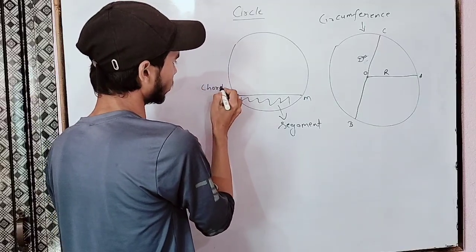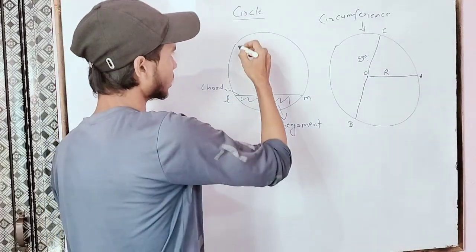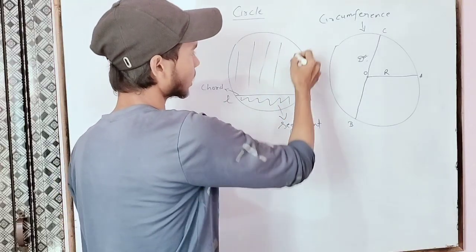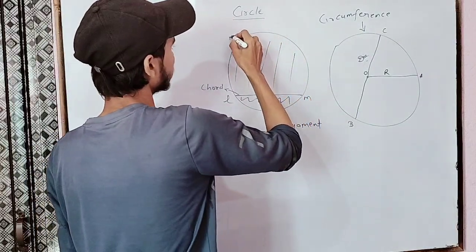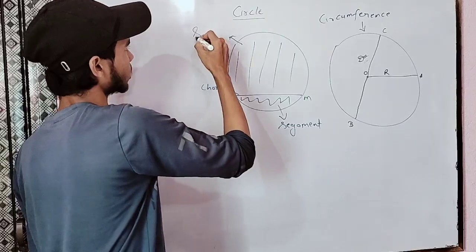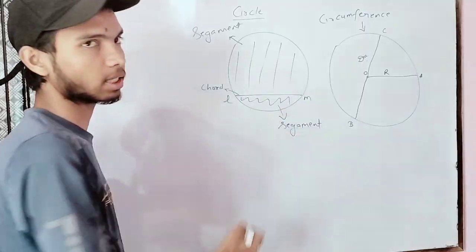This line is a chord. But this area is a segment. And here this is also an area. This is also an area. So what is it? Nothing but also a segment. So what's the difference between this and this?